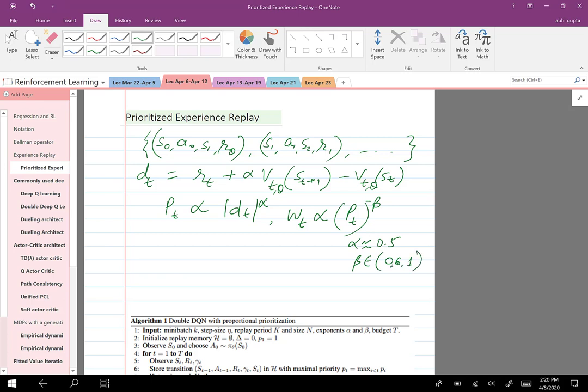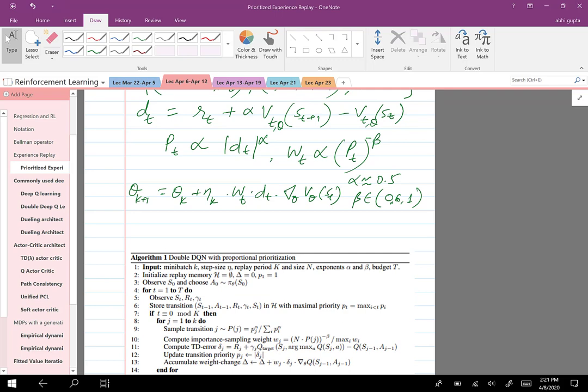Let's say 1. So basically you start with a small value of beta, maybe beta around 0.6, and then you increase it to 1 as t progresses, as the algorithm progresses. Then the update would be theta k plus 1 equals theta k plus eta k, which is the step size, multiplied by w t, multiplied by the temporal difference d t, multiplied by the gradient with respect to theta of v theta s t, or in the case of the Q function, it will be Q theta s t.